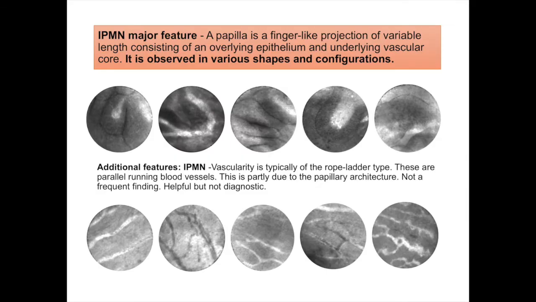Here are some more examples. In the top panel, you again see multiple papillae in IPMN with various length, thickness, configuration. The key hallmark being that central vascular core and the surrounding epithelium. In the bottom panel, you have the vascularity in IPMN, where you see parallel running blood vessels described as the rope ladder type of vascularity. This is partly due to the papillary architecture. We typically don't use this to diagnose IPMNs, but this is a good supplemental image feature to know.